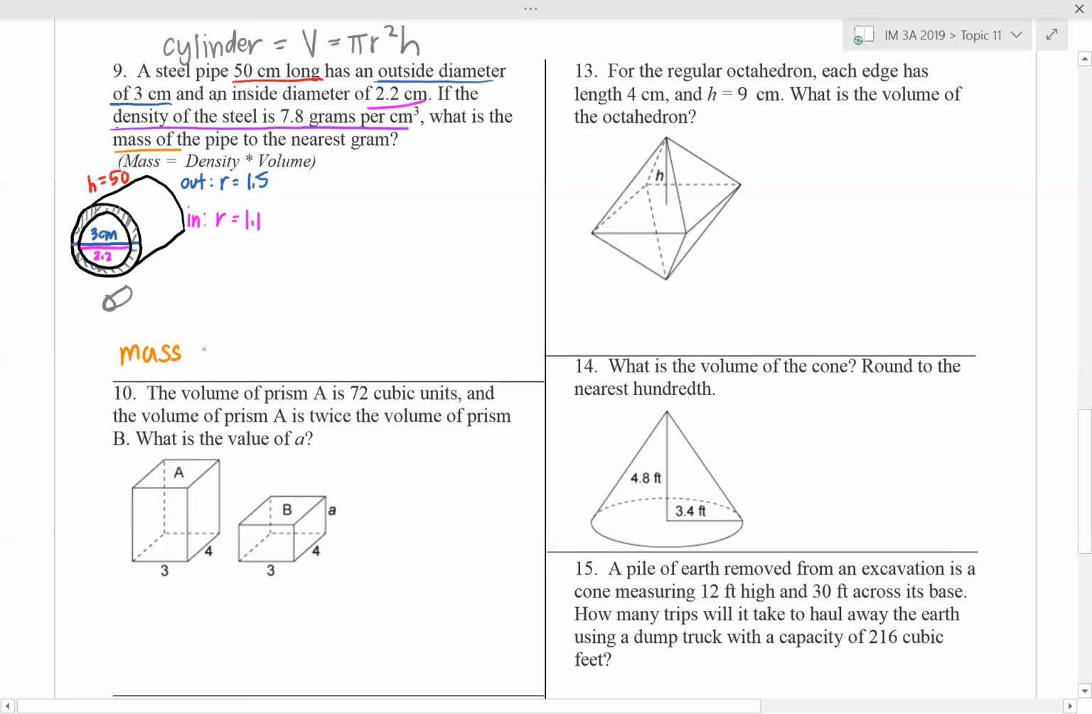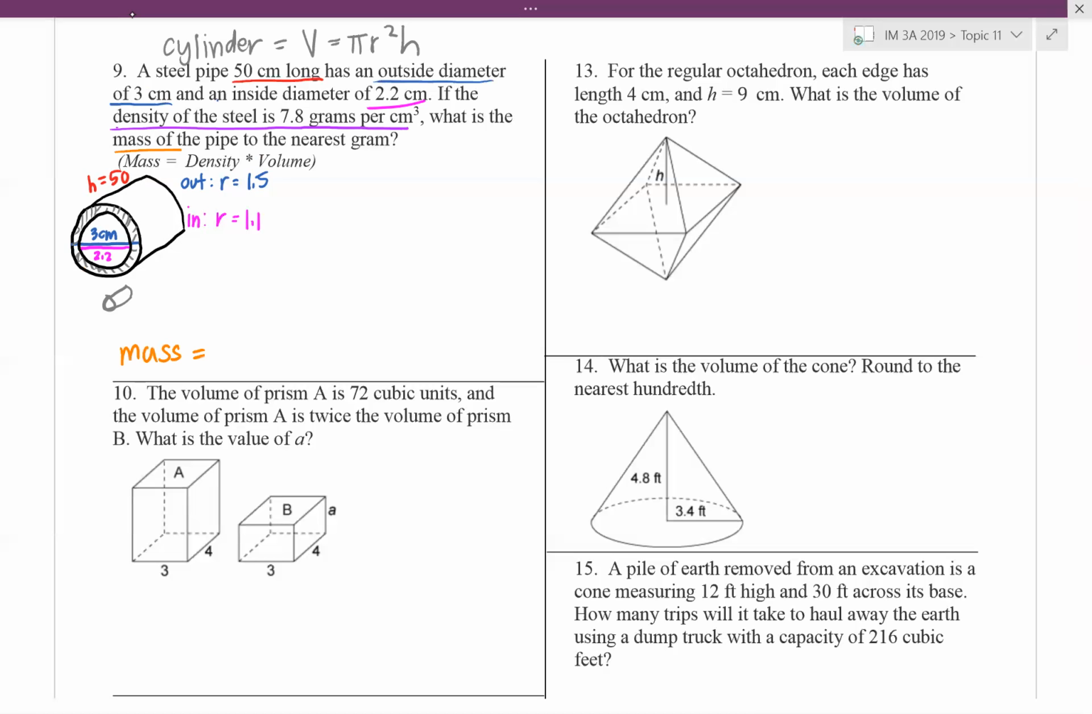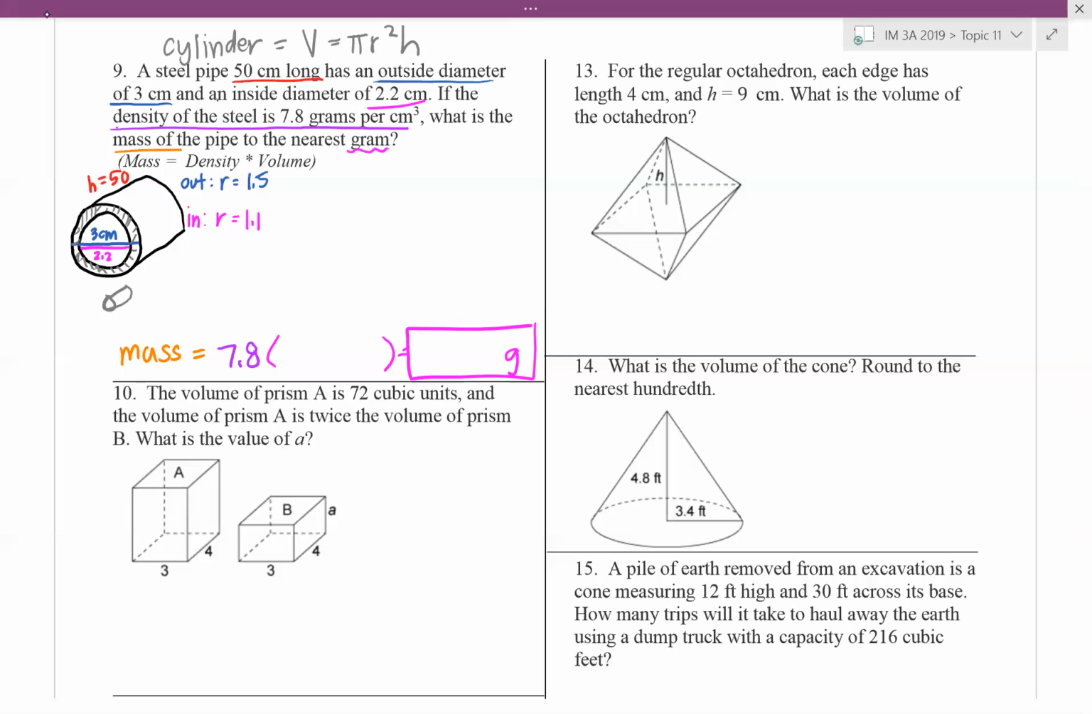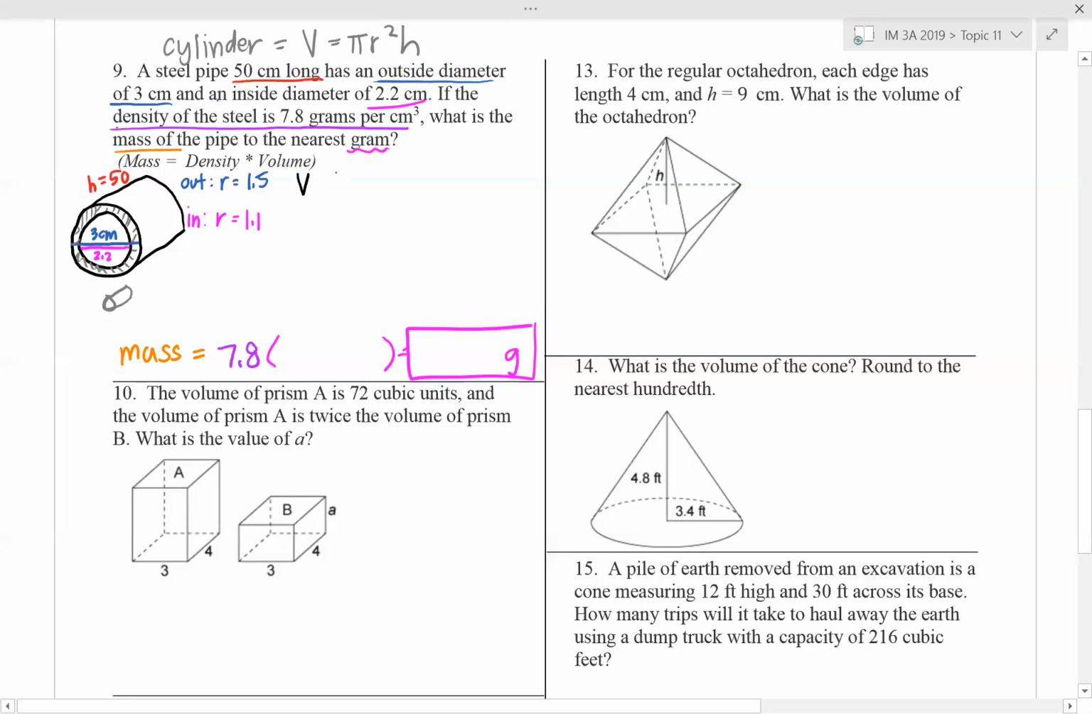So our mass is going to be equal to that 7.8 times the volume that we get. And our answer is going to be to the nearest gram, so we're going to have an answer in grams for this problem. Okay, so let's calculate each of the volumes of the cylinders. For the outside cylinder, the radius is 1.5, so the volume is going to be pi times 1.5 squared times 50.